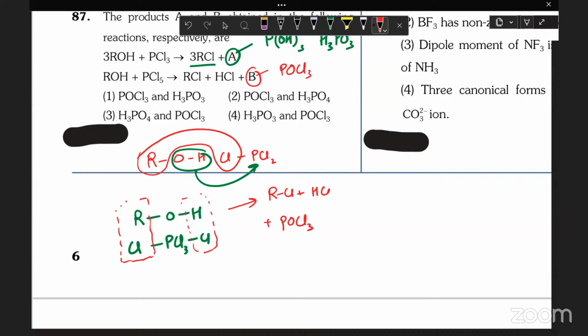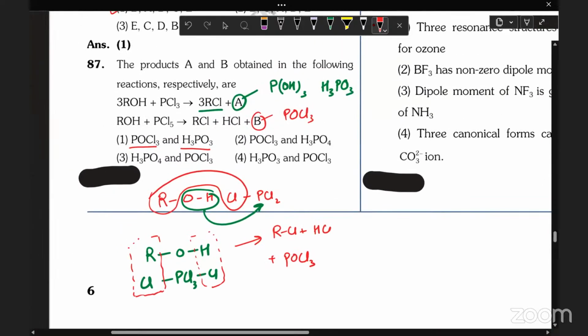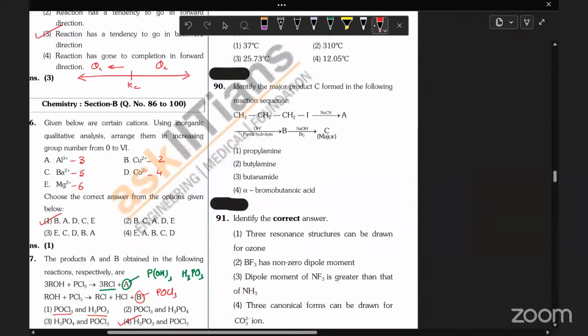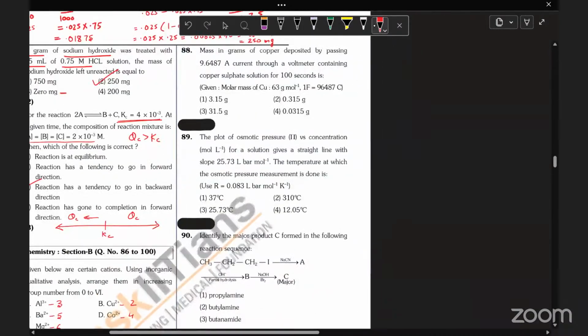So B is nothing but POCl3. If I just look at A and B, you have to be careful. The first option says B and A. So you have to choose A and B as H3PO3 and POCl3. That's an important point, guys. Even after finding the right answer, people tick the wrong option and lose marks. You should not do that. You should be very, very careful while marking the right answer.